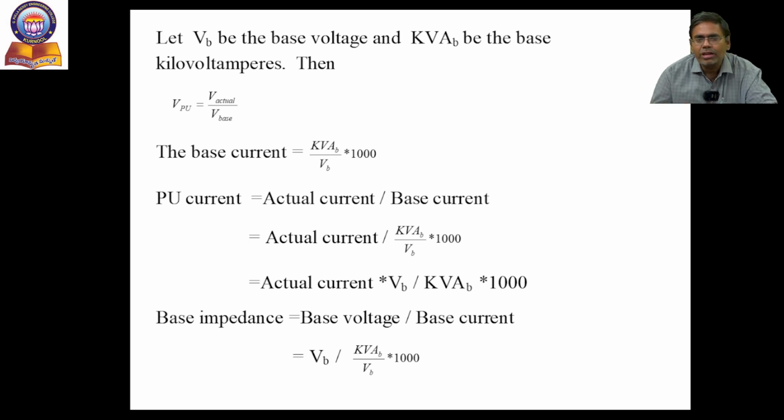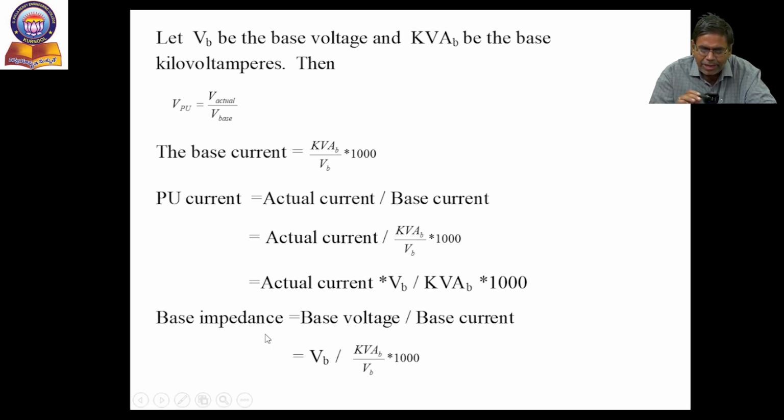By the definition of the per unit system, the per unit voltage V per unit is equal to V actual divided by V base. Base current is in relation between kVA and voltage: kVAB divided by VB into 1000. By the definition of current, per unit current is equal to the actual current divided by the base current. Base current is equal to kVAB into 1000 divided by VB.